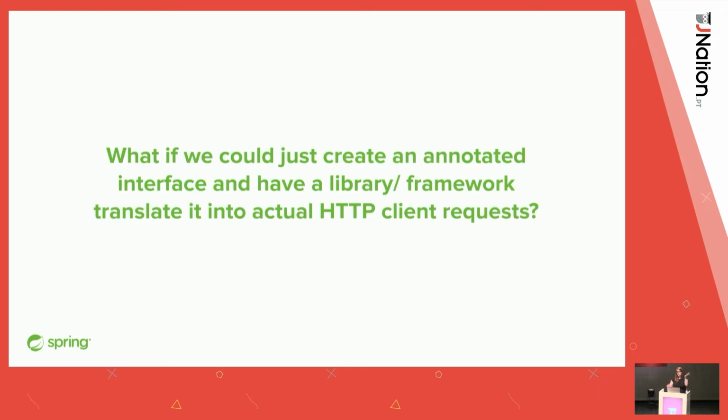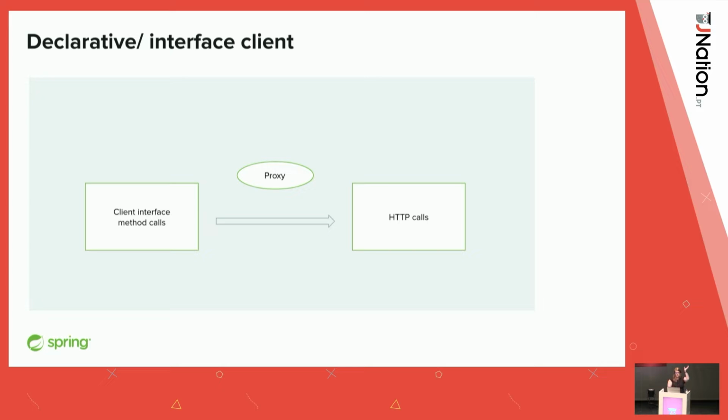And what if we could just only create that interface and add some annotations that we already use and know on the server side, and have the framework or the library underneath translate it into the actual HTTP client requests? Let's imagine we provide the interface, we annotate it with the elements that we are expecting. We will see this in a demo in a moment. And then the library or framework has a proxy factory that creates a proxy that underneath translates the interface calls that we are doing into actual HTTP calls.